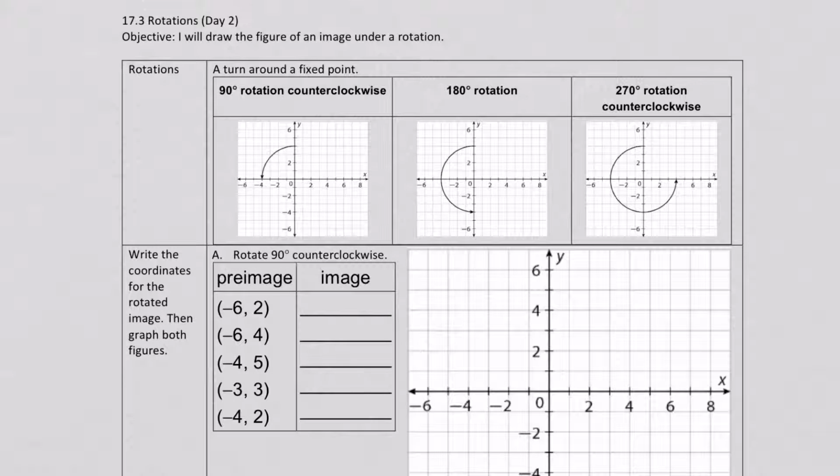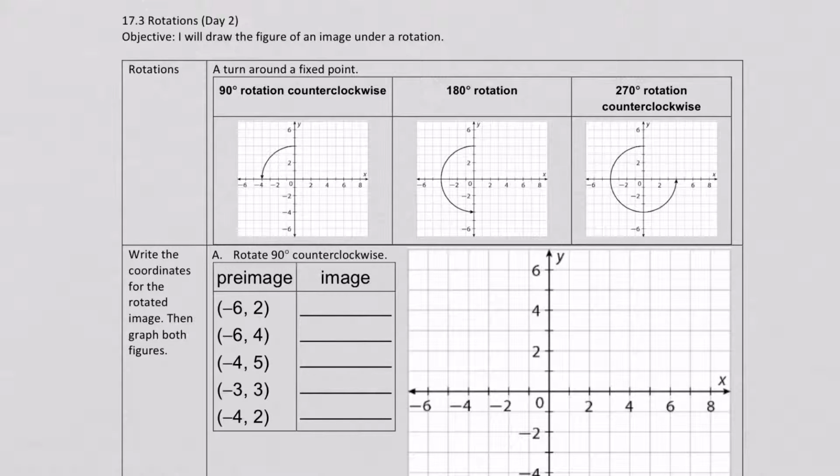Hey guys, so this is section 7.3 rotations, day 2. So we're going to continue talking about rotations, but we're going to define them using a little bit of algebra to figure out what each rotation entails, what it does to each point, okay? So we're going to focus on the 3 basic rotations, 90 degrees, 180 degrees, and 270 degrees.